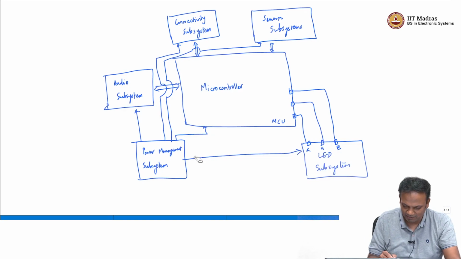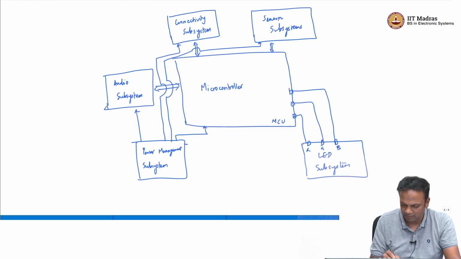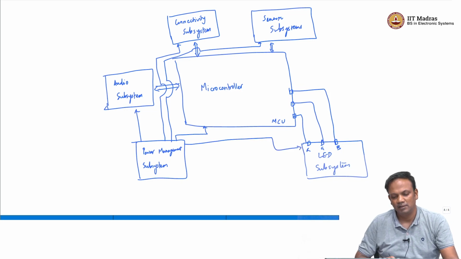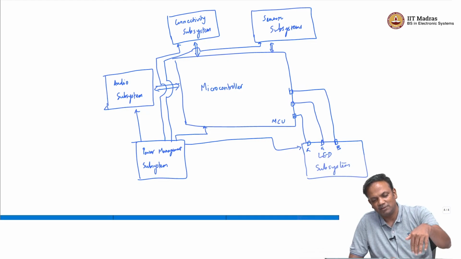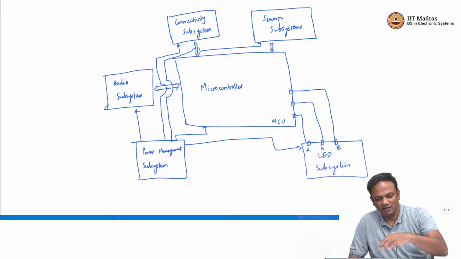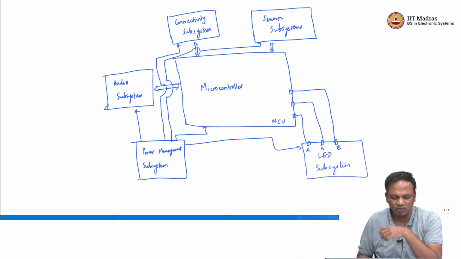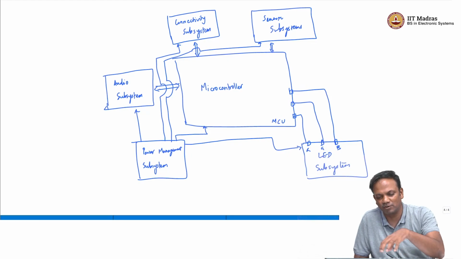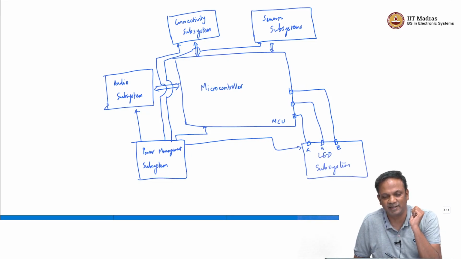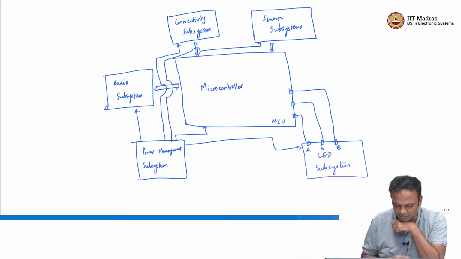Maybe let me just make some space for something else I want to put here. So, this is the power management subsystem that is delivering power to each of the systems, helping the system deliver whatever features that you want from it. So, whether it be connectivity, audio, the microcontroller, the sensor or the LED subsystems, they are all going to draw power from the power management subsystem.